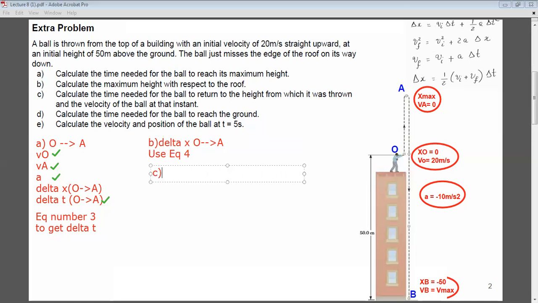Part C. Calculate the time needed for the ball to return to the height from which it was thrown. Actually, here there are two parts. So first we need to get the time, and then we have to get the velocity, for the ball when it goes up and then comes back to the initial position. So it is this position over here.